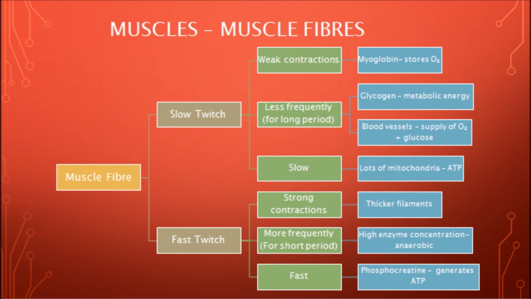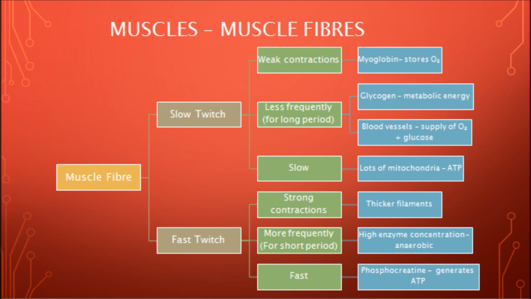There are two types of muscle fibres: fast twitch and slow twitch. A fast twitch fibre is so called because it produces lots of short but powerful contractions over a short period of time. They have thicker filaments with a higher concentration of enzymes used in anaerobic respiration, as well as a ready supply of phosphocreatine, which is used to regenerate ATP from ADP and inorganic phosphate.